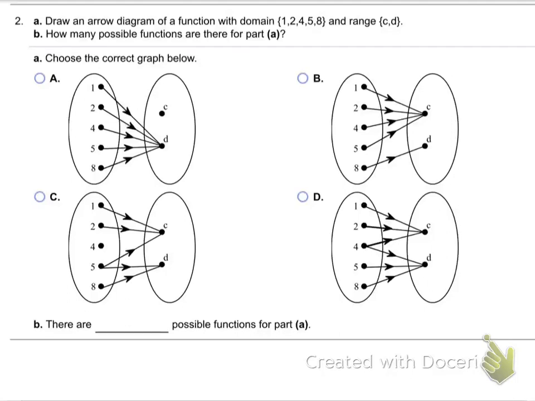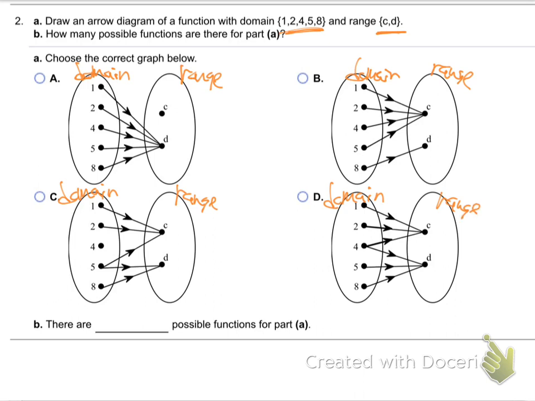All right, so number 2, draw an arrow diagram. The domain and range. So which one has domain 1, 2, 4, 5, 8? So this is domain and this is range. Domain and range. So domain is where the values start. Range is where they end up. Okay. Now we want it to be a function.